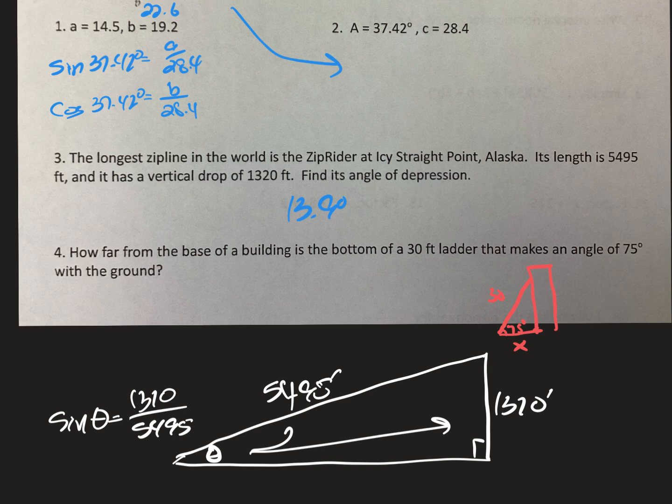Looking at the 75, that x is adjacent to it, and the 30 is the hypotenuse. So I'm going to go cosine. 75 is adjacent over hypotenuse. So to figure out how far away from the building it is, I'm doing 30 times cosine 75. I'm getting 7.76 feet for that one.